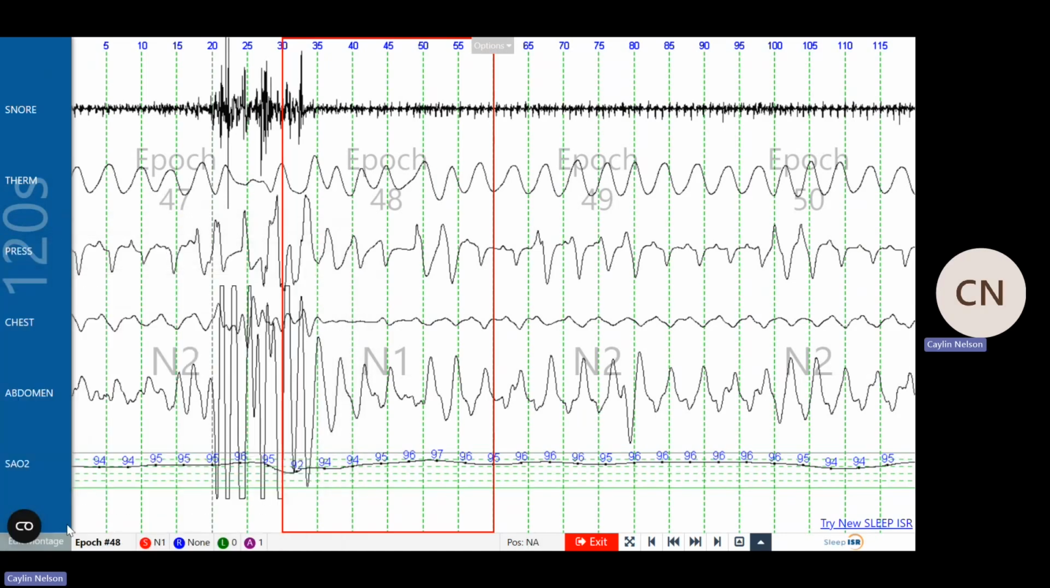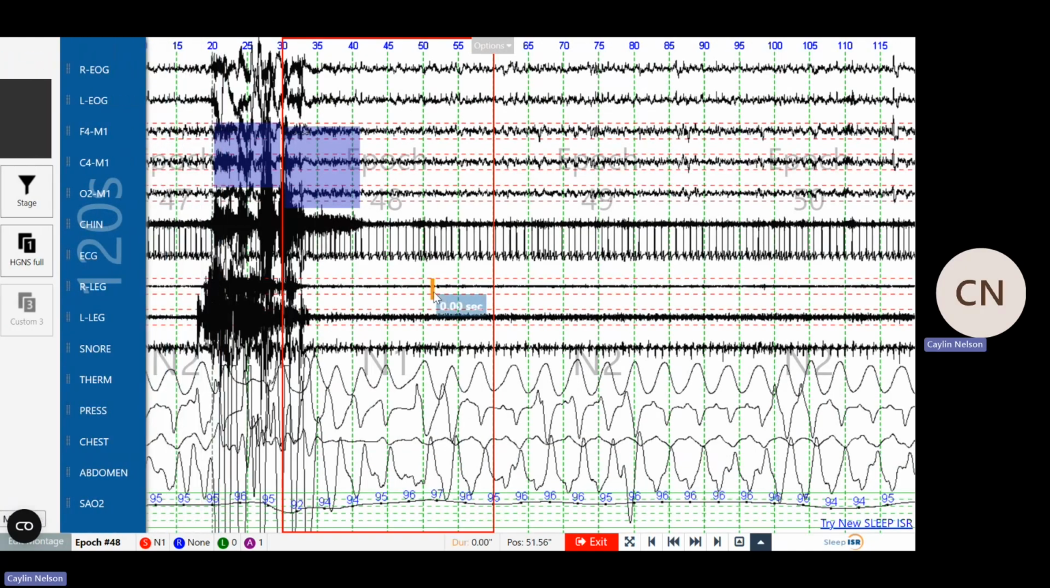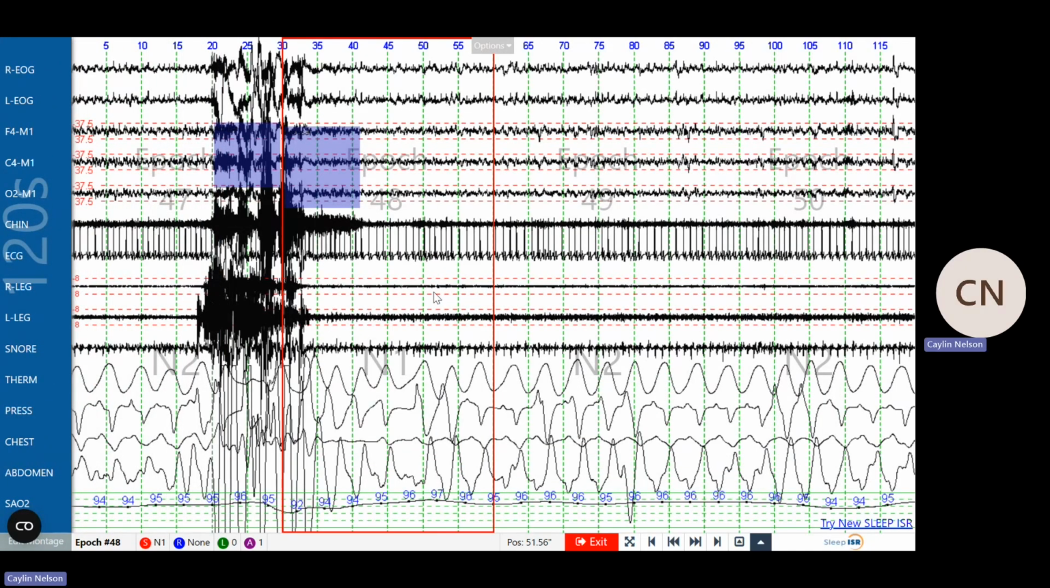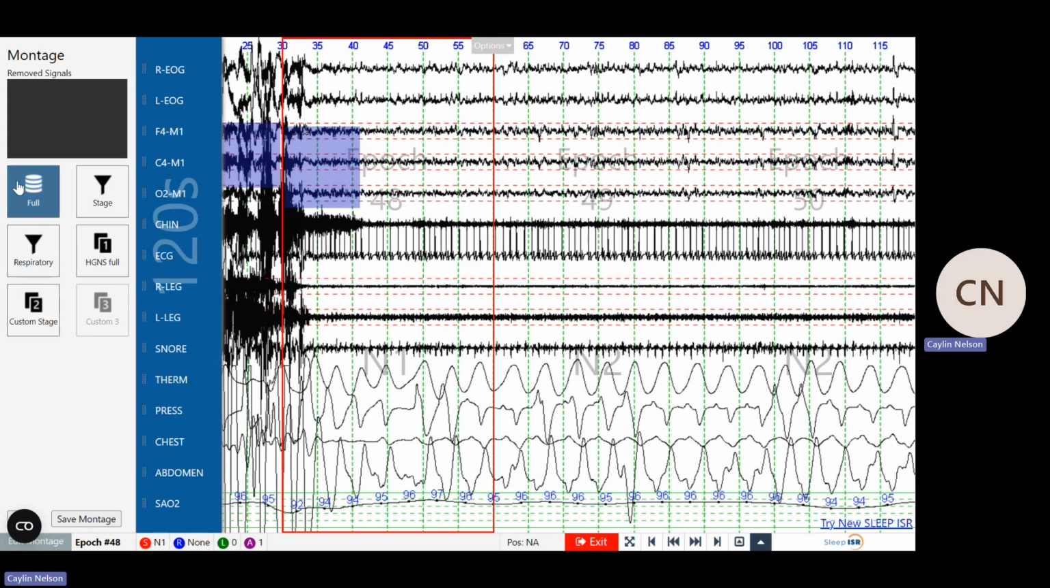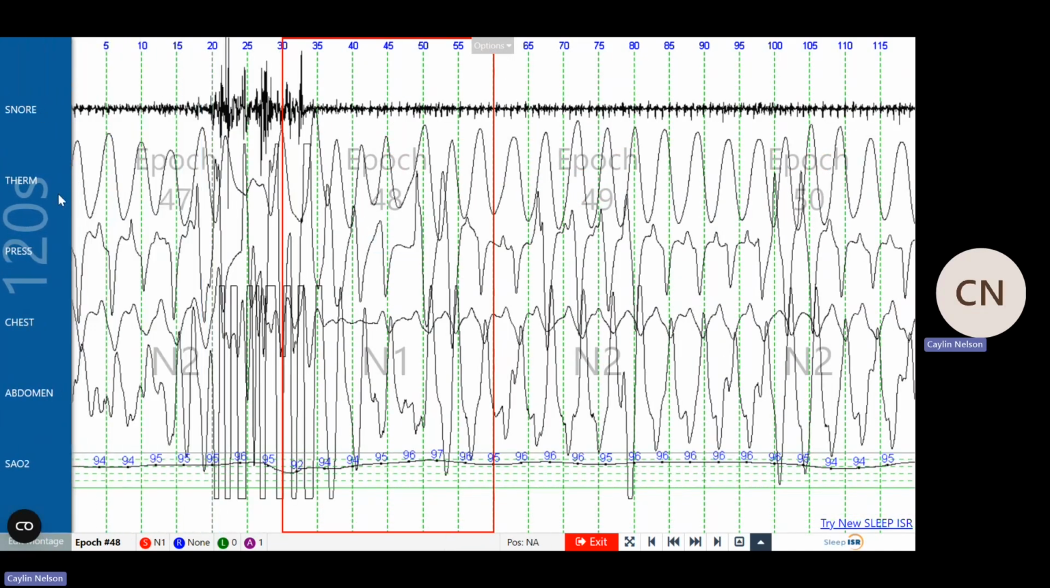Close that. So what we're going to do is go back to see if there was an associated arousal. As you can see, I'm now looking at my full screen, my full montage with everything included. You can see in that big blue box up there, that is our big old arousal that happens at the end of epoch 47. That arousal doesn't cause the patient to completely wake up, but it causes the patient to go back down into N1 sleep.